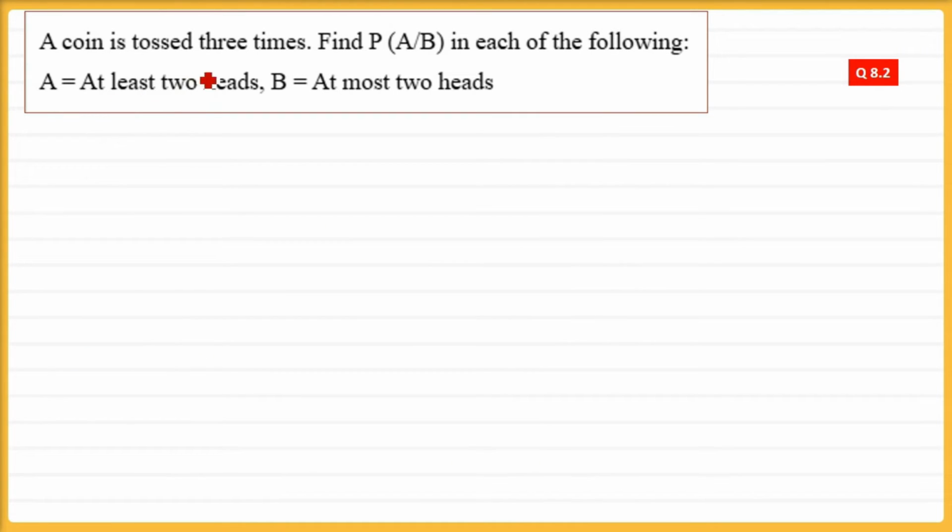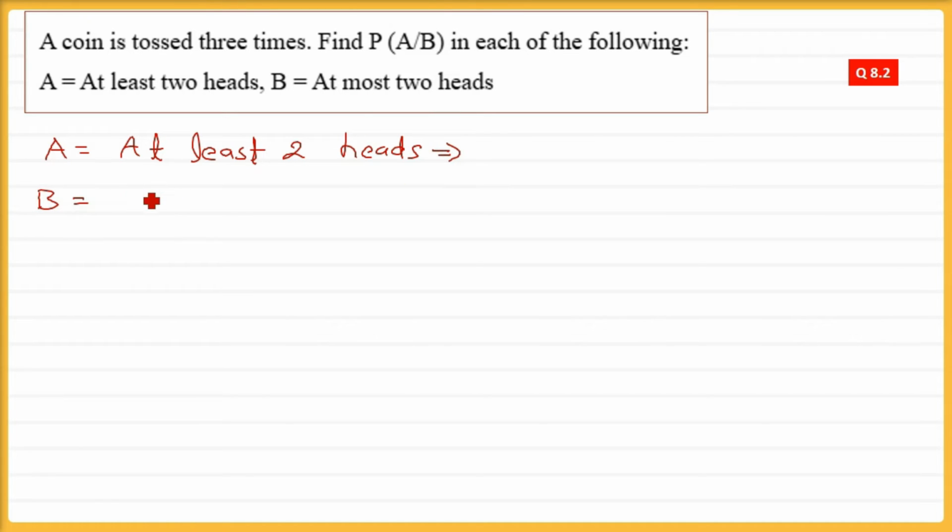A coin is tossed 3 times. Find P(A|B) in each of the following. Now A is given, B is given. A is at least 2 heads. And B, which is at most 2 heads, has already happened. So I'm writing the sets here. A is at least 2 heads. I'm just writing the same thing, no changes. But we will make the set here only.